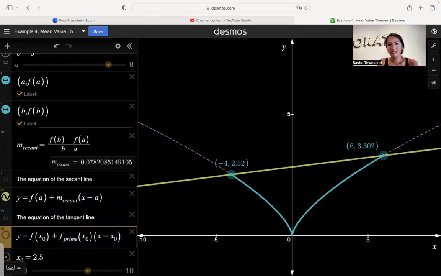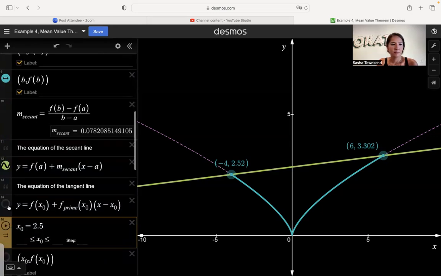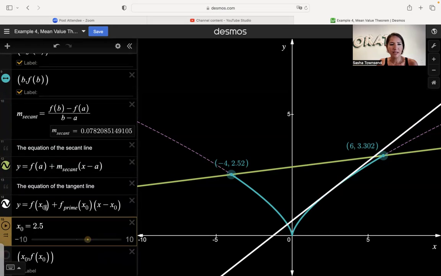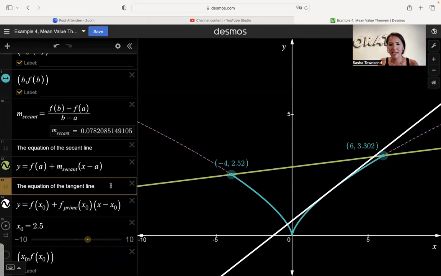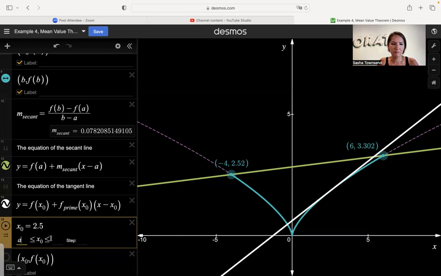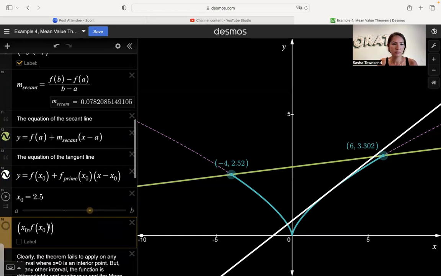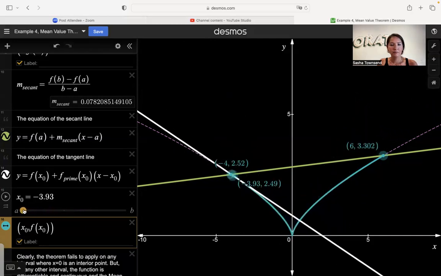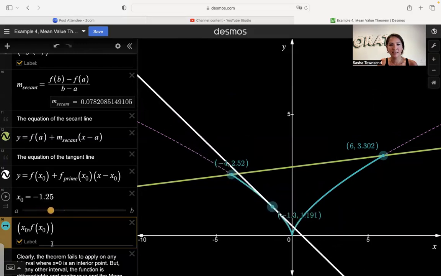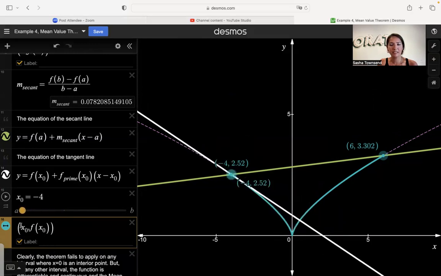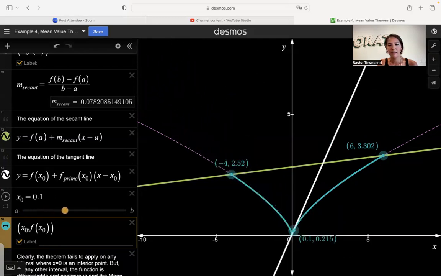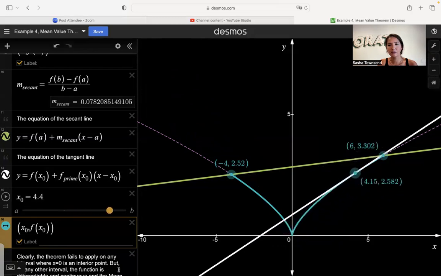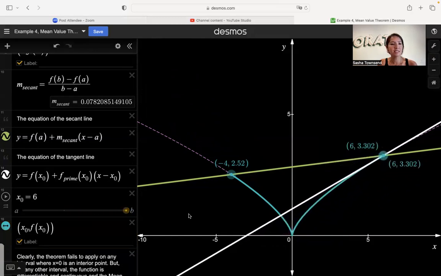Now, if I want to find the equation of the tangent line at any point, I'll just use y equals f of x naught plus the derivative at x naught, that's our slope, times x minus x naught. I'm going to let x naught take values between a and b. So there's my point. Now, if I let my x values change, and I'm looking for a tangent line that's parallel to that secant line, I'm not going to find one. All the slopes between x equals -4 and x equals 0 are negative. And then the slopes over here between x equals 0 and 6 are positive, but they're not steep enough.